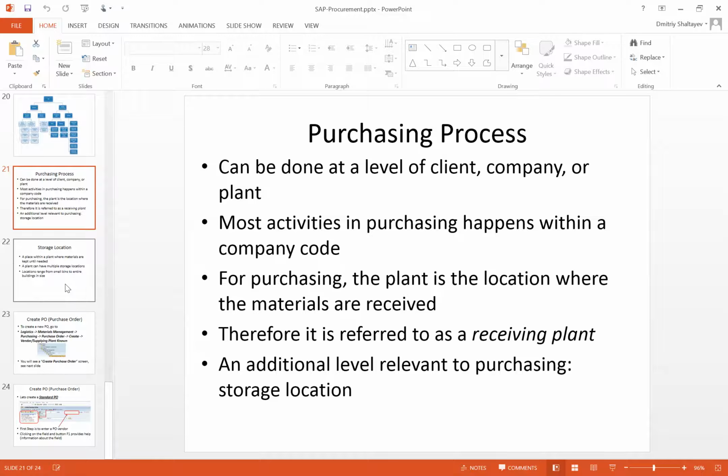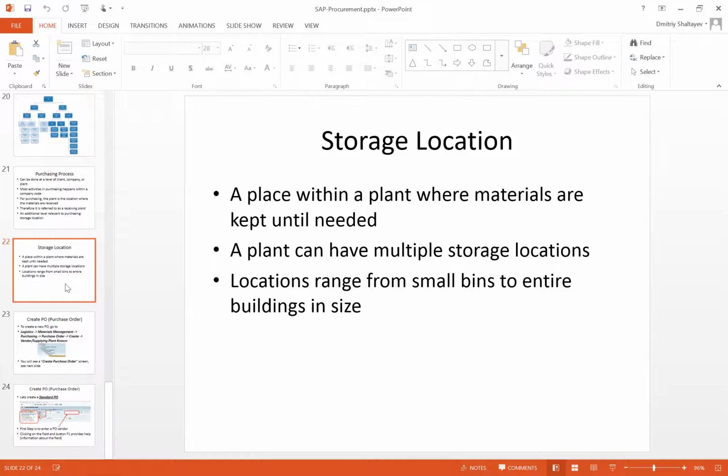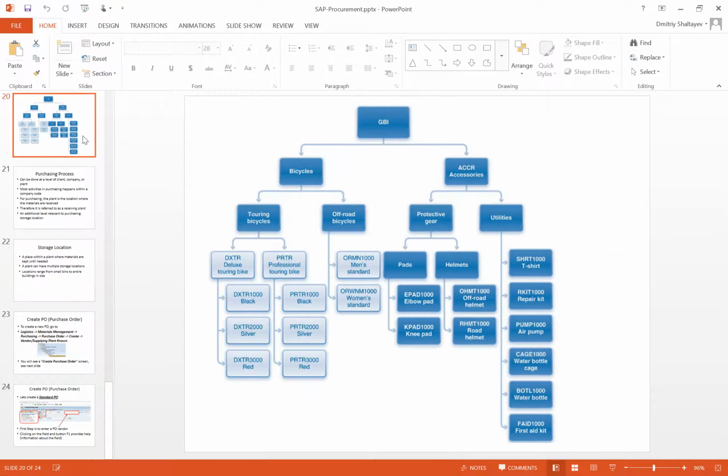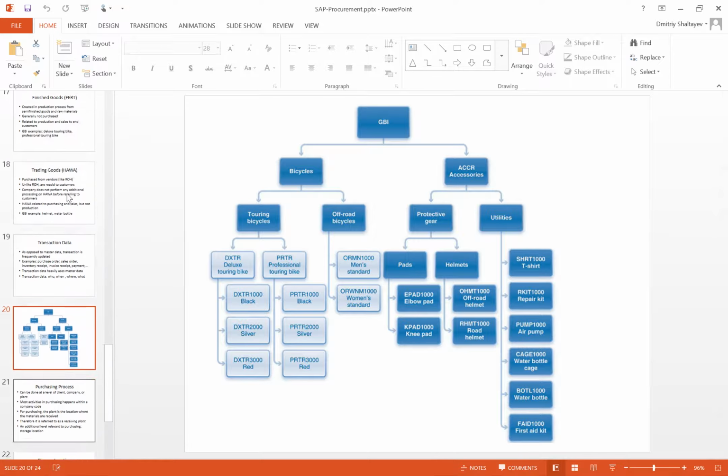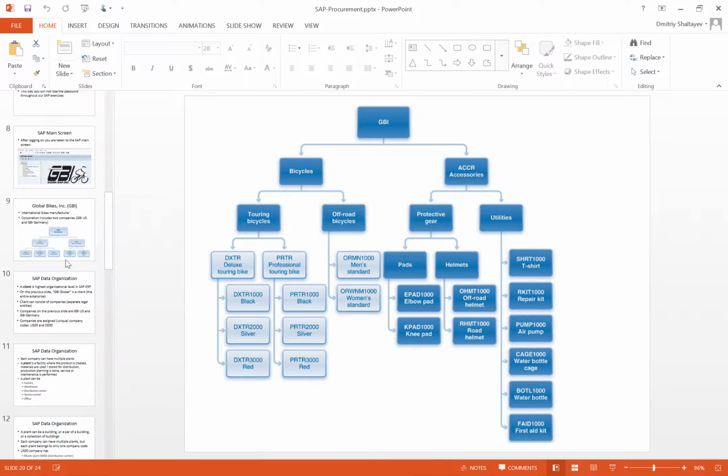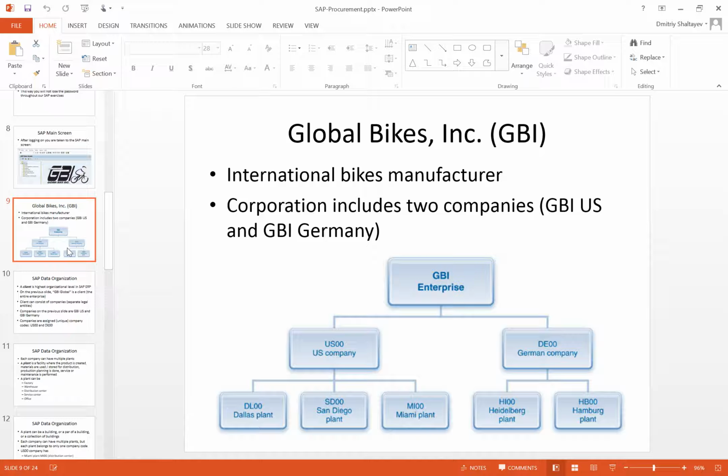Okay, and I believe there is one more piece of information that I need to tell you about. Storage location. So this is another level of keeping information, and actually it refers back to, let's see, where is this slide? Yeah, this slide. Remember we discussed at the beginning that the highest level of data organization in SAP is the client. That's corporate headquarters. The client operates in multiple different companies, so that's the second level of data storing.